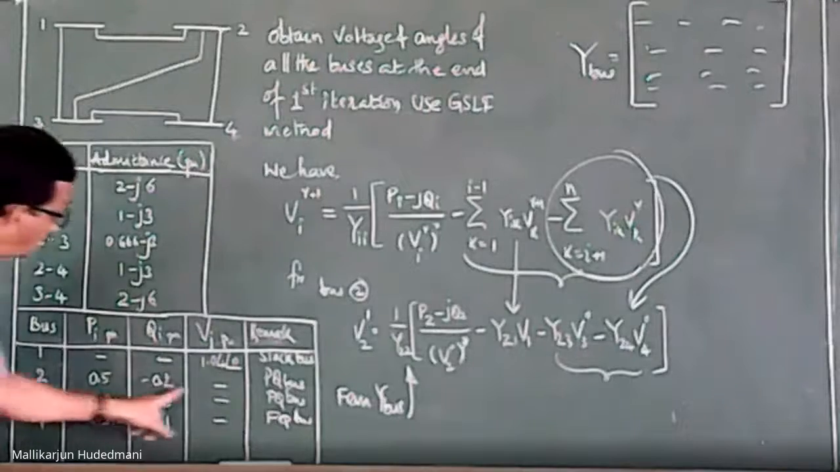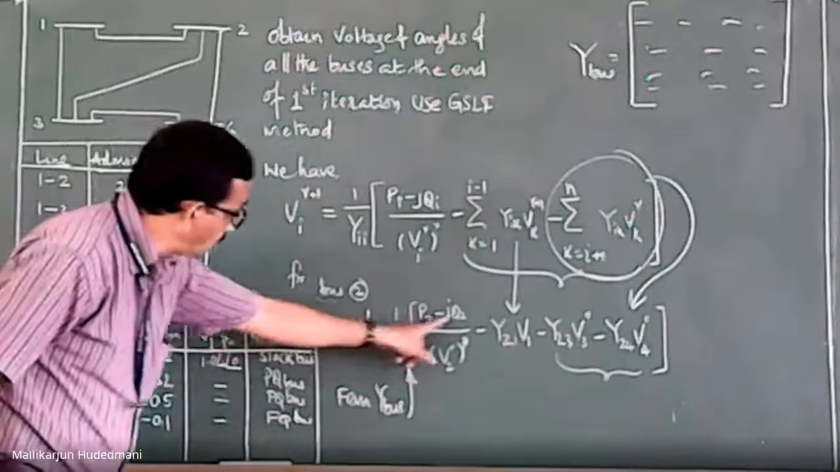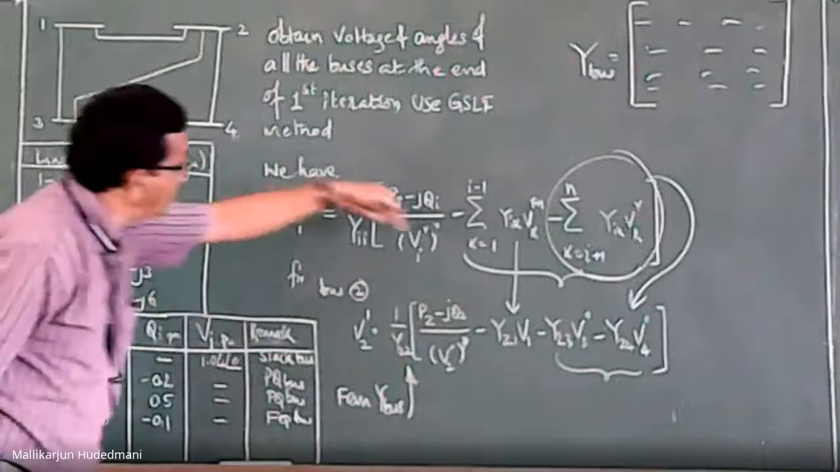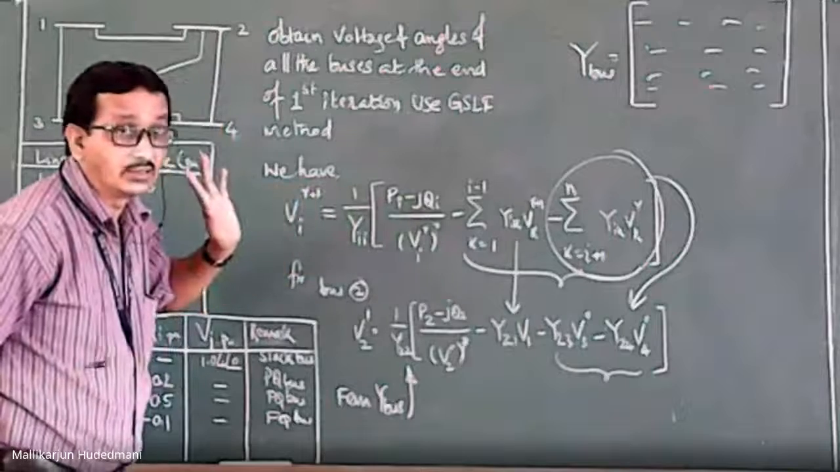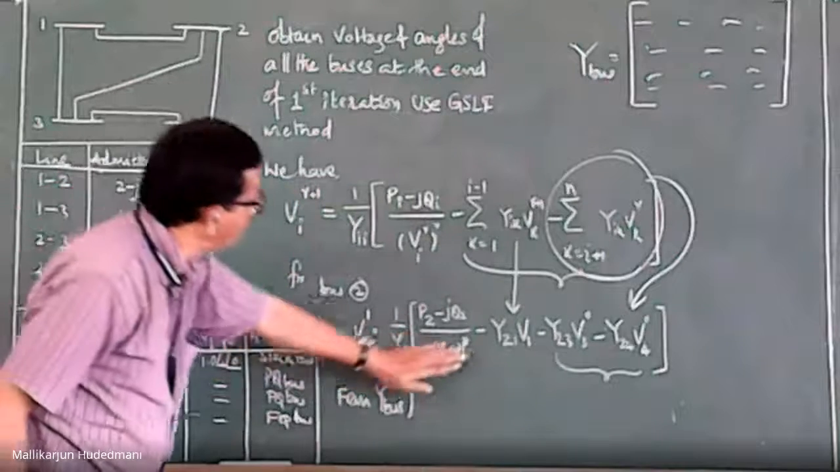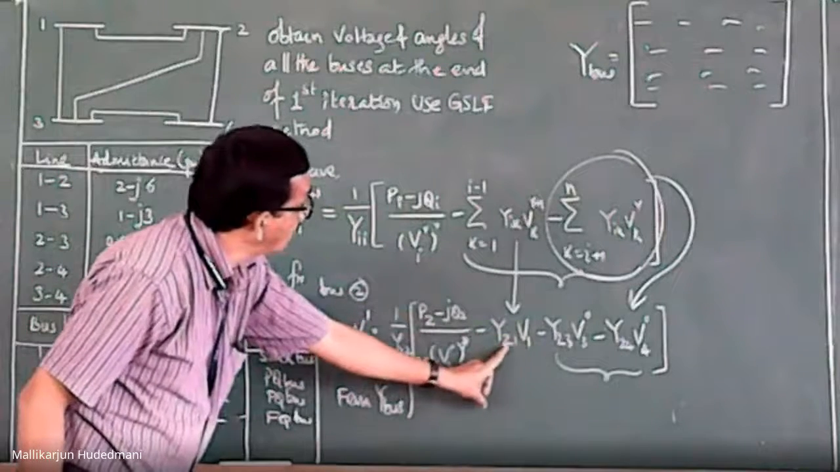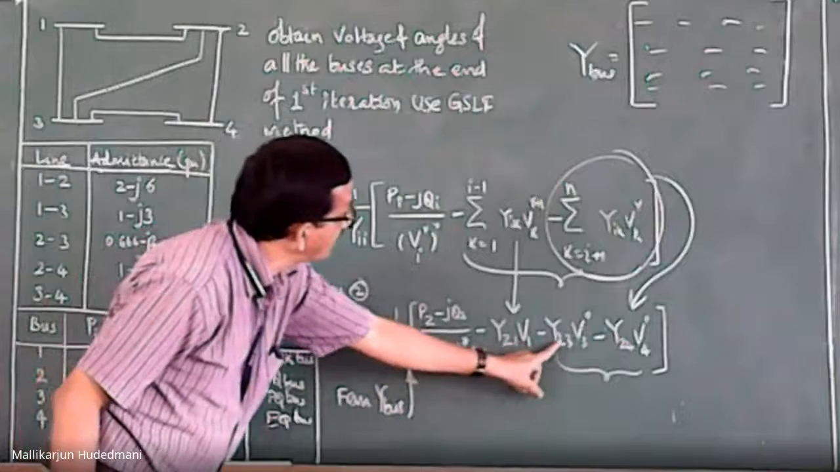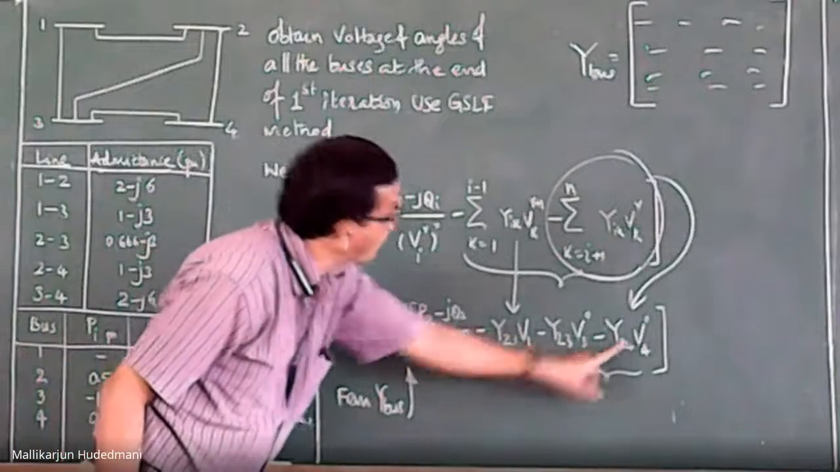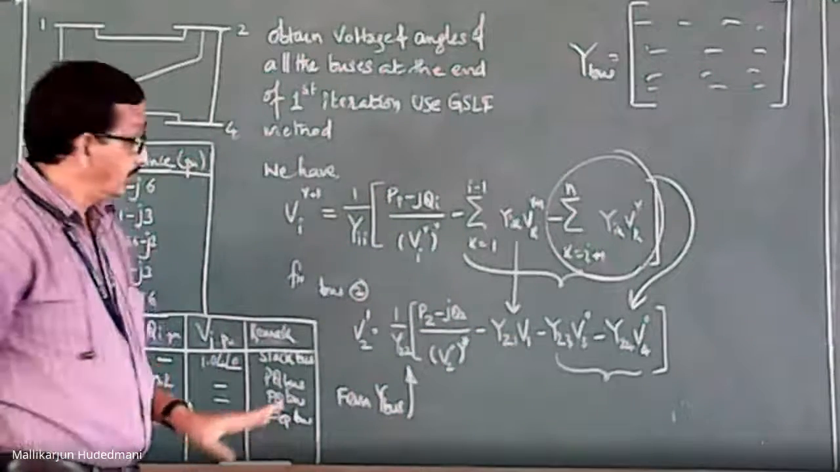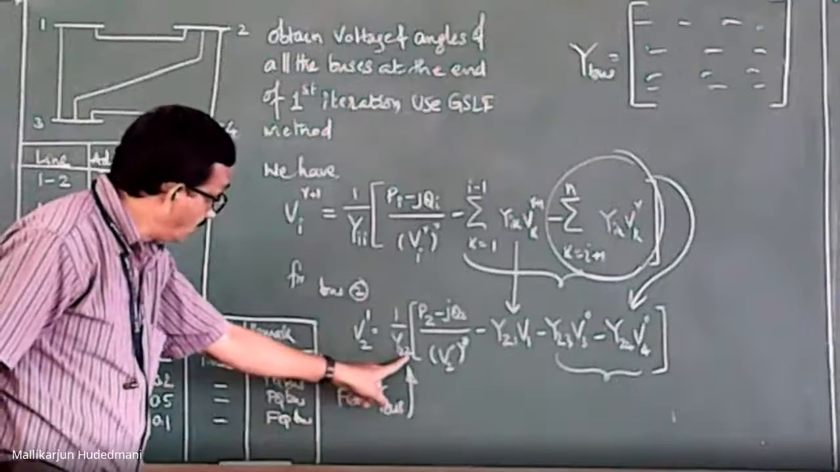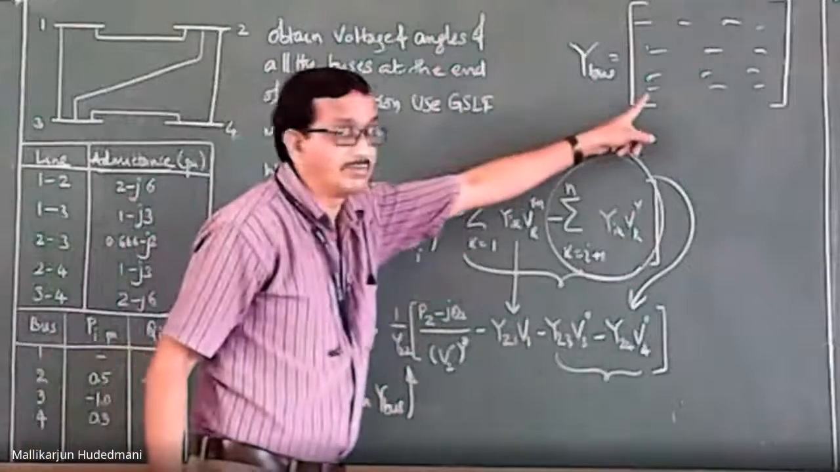Row number 2, which is a PQ bus, P2, Q2 you have to fetch and place here. It's clear. Now the question comes, I'll move, before this I'll move this. What is Y21? What is Y23? What is Y24? They are the Y22 elements of the Y bus.